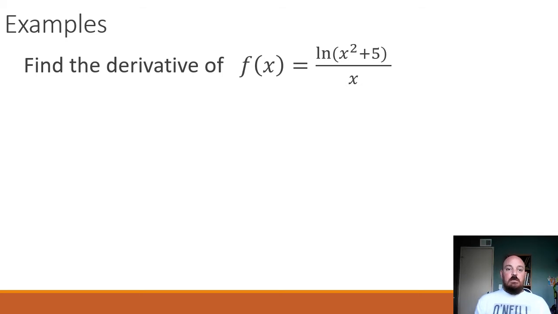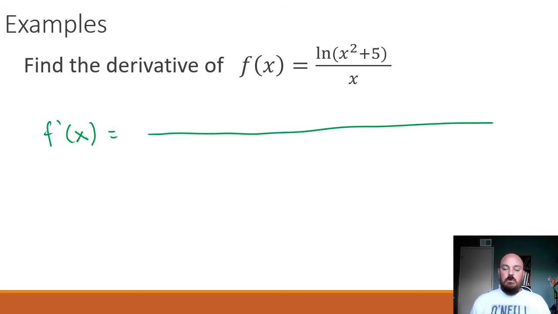So let's do a few examples right here. We're going to find the derivative of this function. It is a quotient rule, because you have a top function and a bottom function, but then I just mixed the natural log in there. So again, we're just combining two things you already know how to do. We just learned the natural log derivative, and now we're combining it with a quotient rule. So when I go to find f prime of x, the first thing I'm going to do is the quotient rule.